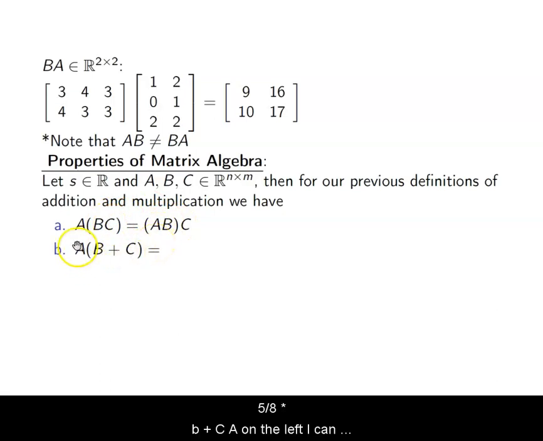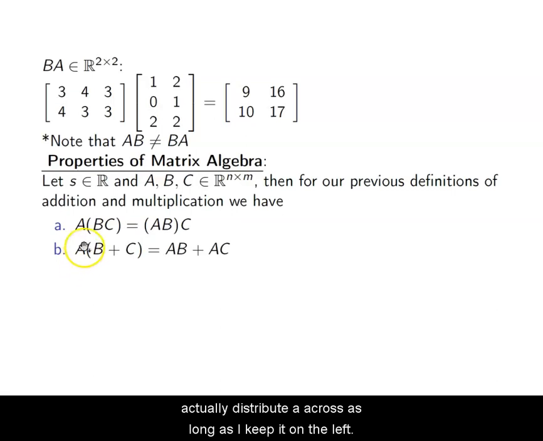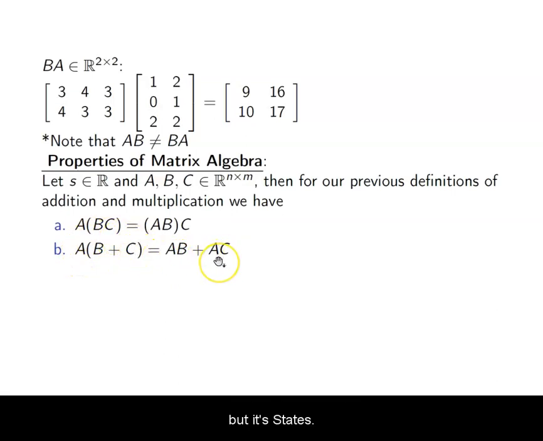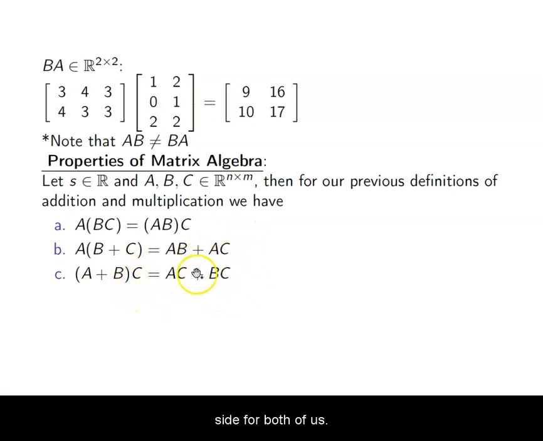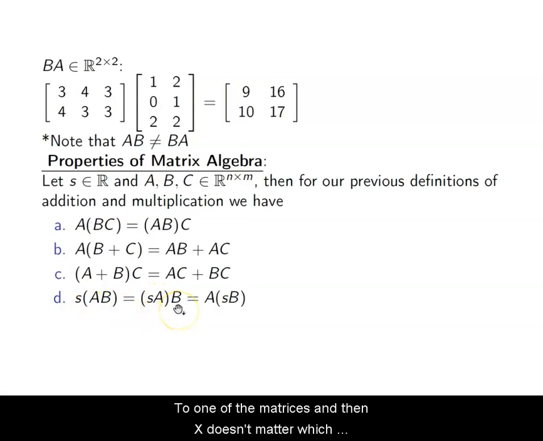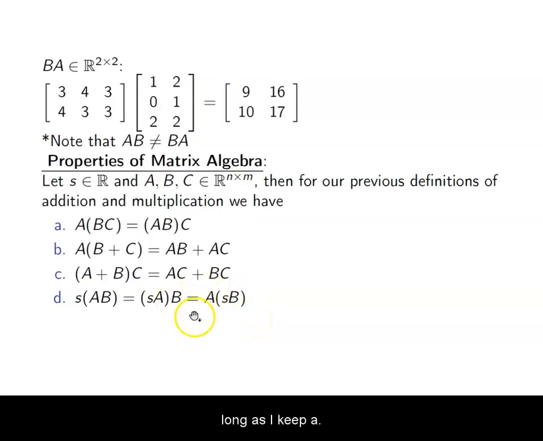Okay. If I have A times B plus C, A on the left, I can actually distribute A across as long as I keep it on the left. So I distribute it across to B, but it stays on the left. I distribute it across to C, but it stays on the left. Same thing here. I can distribute across from the right as well, but it has to stay on the right. C stays on the right-hand side for both of these. Okay. If I have a scalar times AB, I can apply that scalar first to one of the matrices and then multiply it across. It doesn't matter which one I multiply times that scalar, as long as I keep A on the left, B on the right.